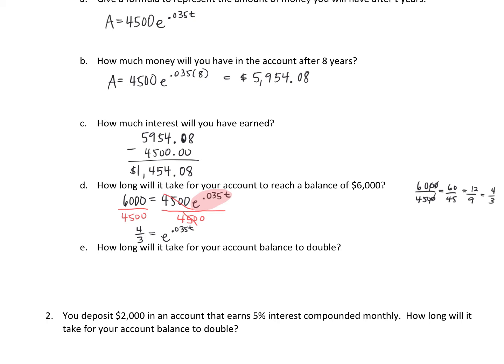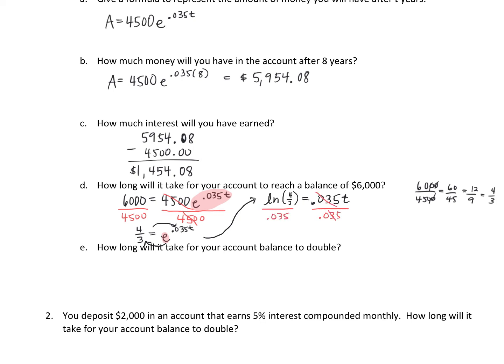So identify the base. The base is e. Since the base is e, we will use the natural log. So natural log, base e, of 4/3, go across the equal sign, is equal to 0.035t. And now the last step to solve for t is to divide by 0.035.